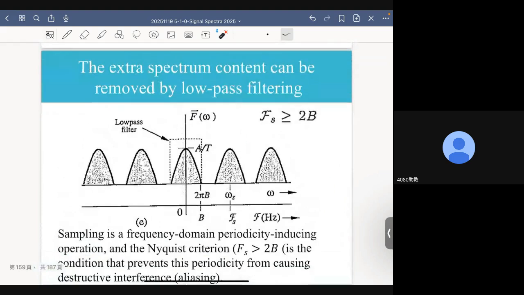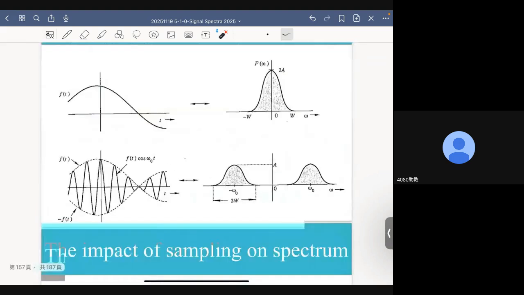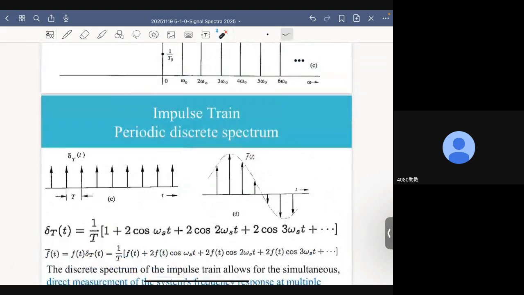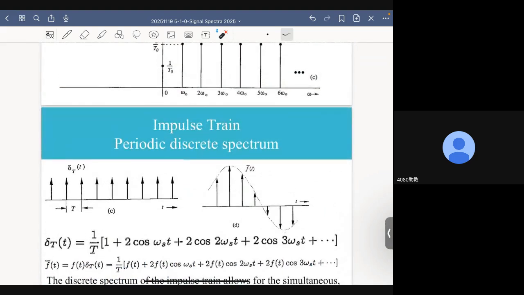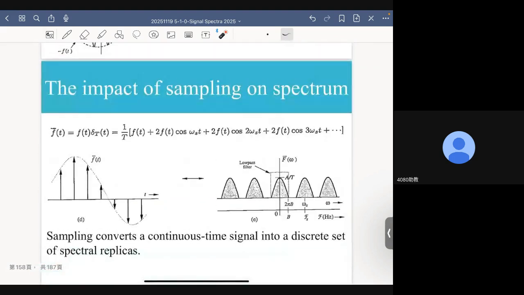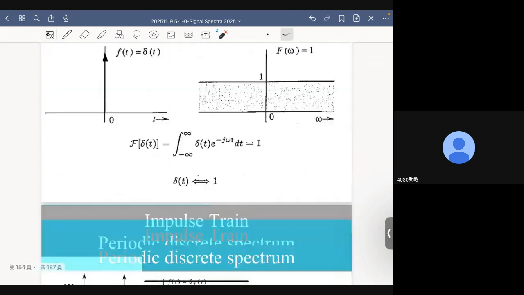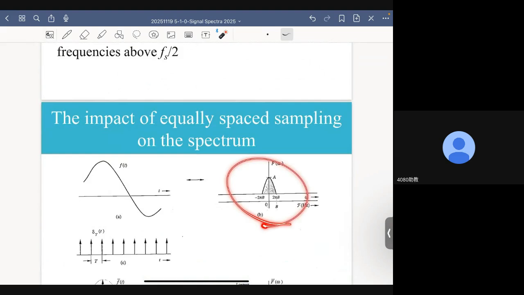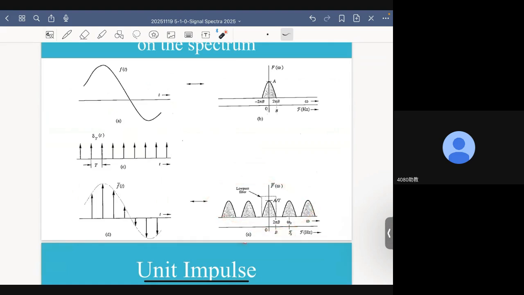So now, remember, my goal is to recover the original CT signal from its discrete time counterpart. Okay, how do I do that? The first thing I want to make sure is that the spectrum, the frequency content of the original signal, has been preserved. Okay, it is still there. Nothing has been lost. And I'm pretty sure this is the case.